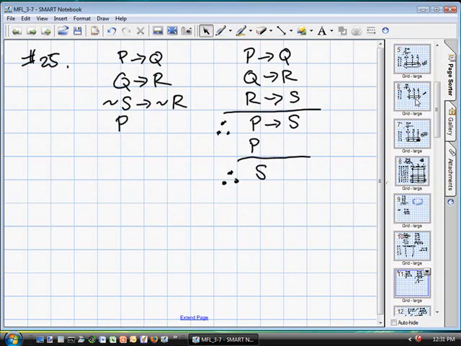Okay, here's 25. I never did one with a trigger like this. But anyway, the list on the left is what they gave you. If P, then Q. If Q, then R. If not S, then not R. P. Just plain P. This was a pretty easy one to see. First of all, these two chain together, don't they? And this one, if we just do a contrapositive, would be if R then S, and nicely chains.